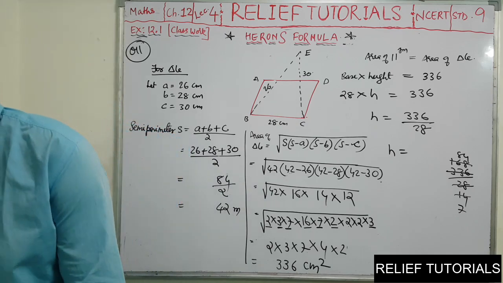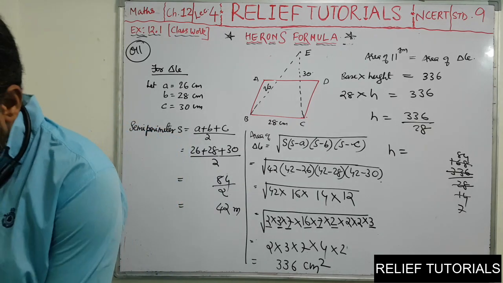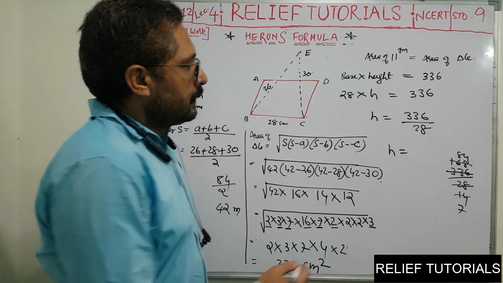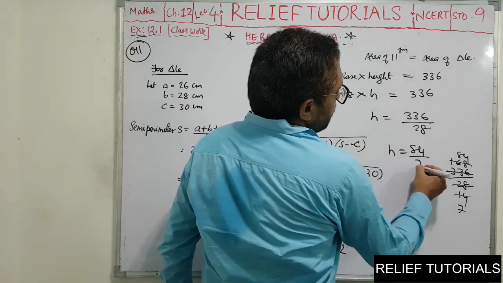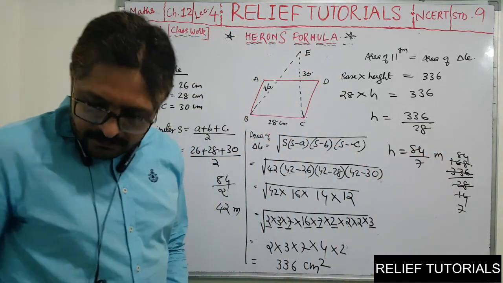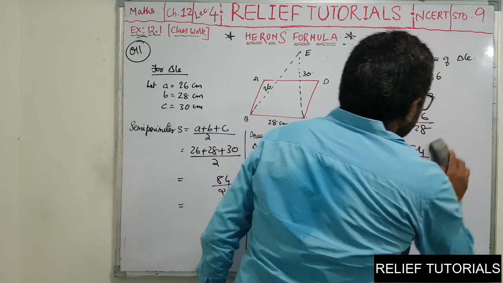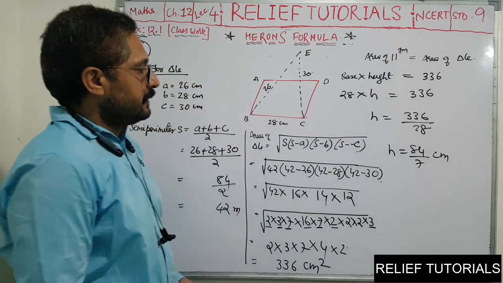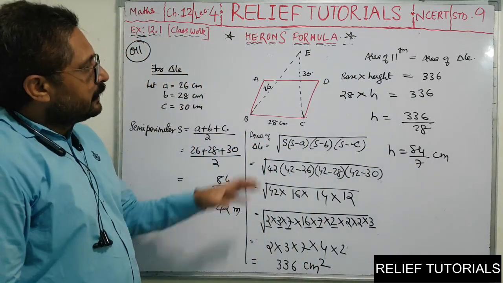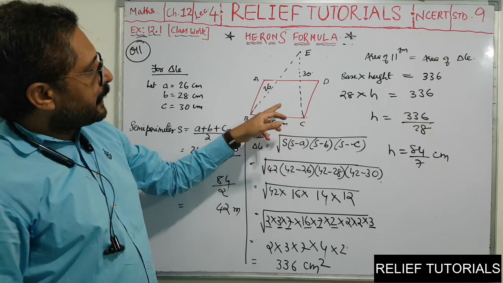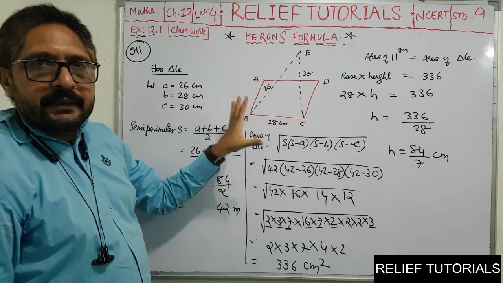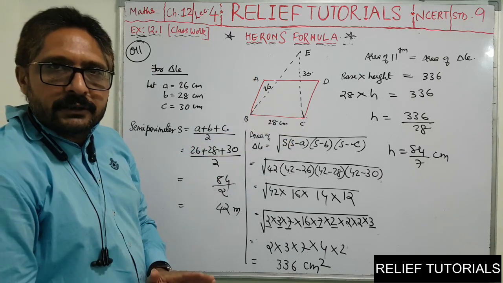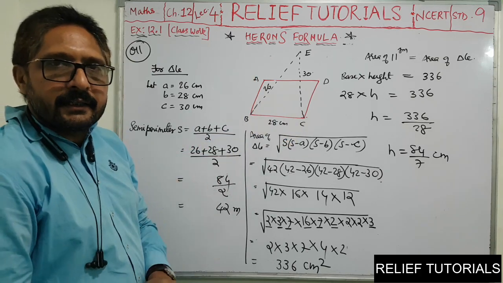So we can recap the story. What is given? The base of the parallelogram and triangle are the same and they have the same area. In order to find the area of the parallelogram, you require base into altitude. We don't have the altitude. We have to find that altitude. So you can't find the area of the parallelogram directly.